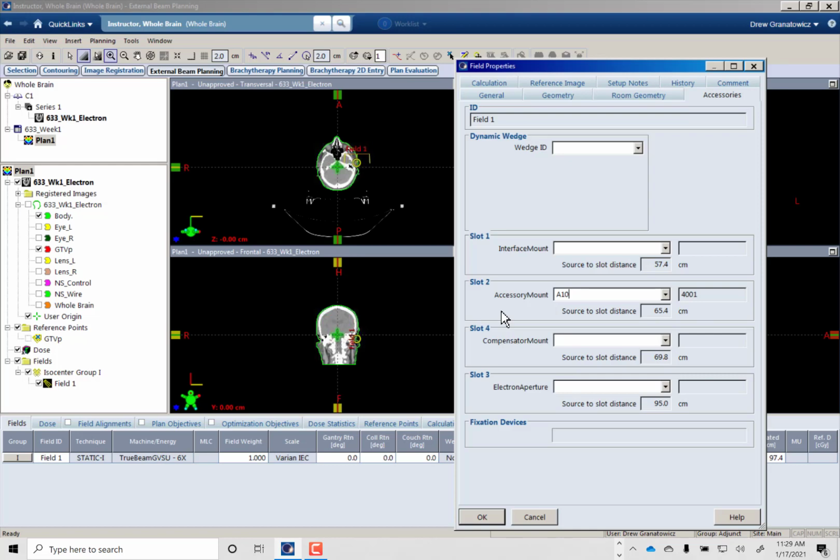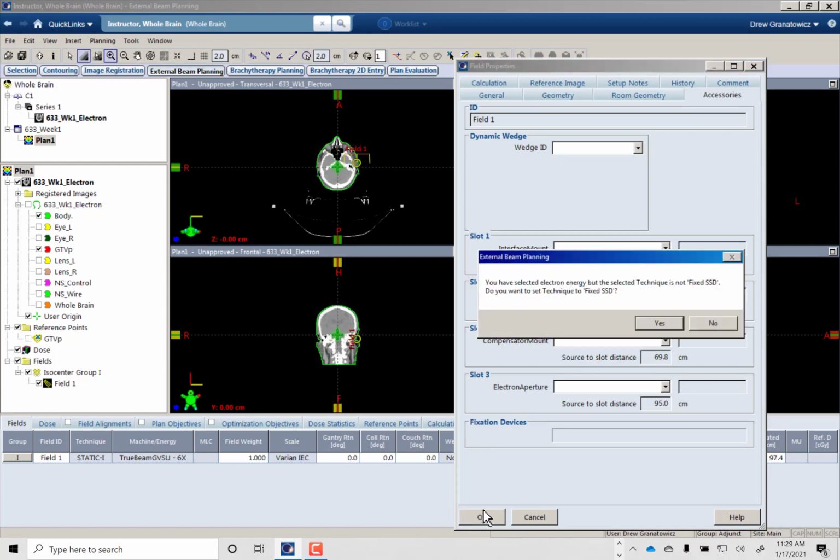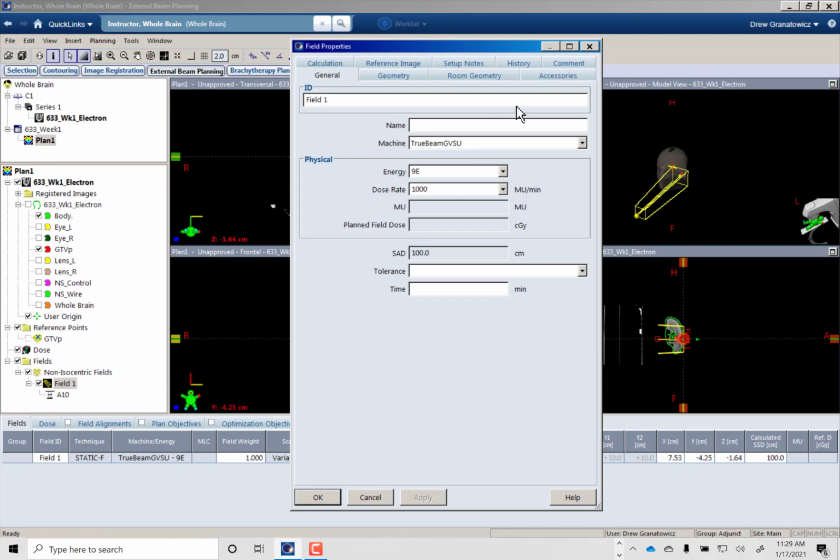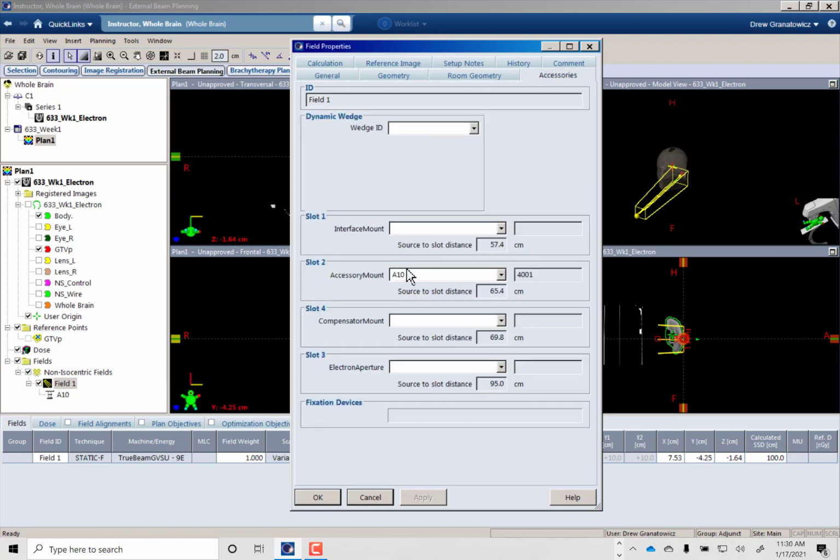So maybe you don't get it fully in the slot of the machine properly and it falls out or whatever. It would hurt, obviously, if you're dropping it on someone's head. So the smaller, the better. If you pick something there and you notice you can make it smaller or you need it to be bigger, you can always go back to your field properties, accessories, and change that.